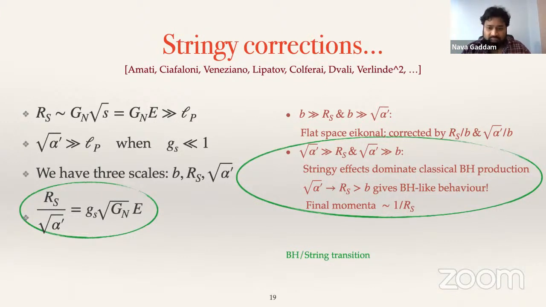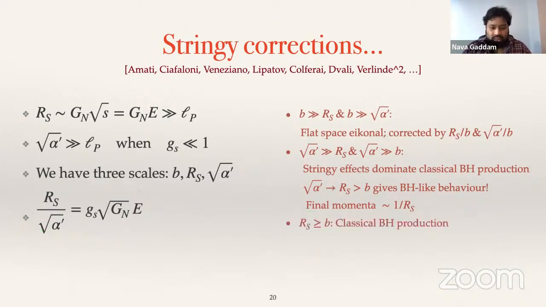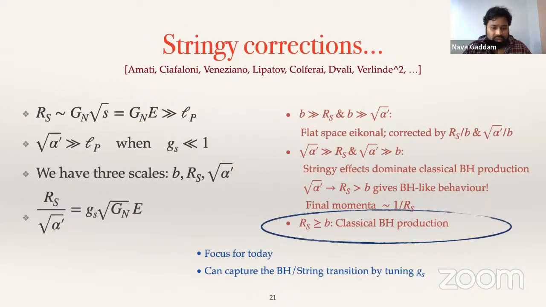The third regime that's interesting is the one that we'll focus on today, which is that you have impact parameters that are roughly of the order of the Schwarzschild radius or smaller, but we still take the impact parameters to be much bigger than the Planck length. And again, by tuning G string, you can try to probe the black hole string transition, but now in the case where the classical black hole production is available.